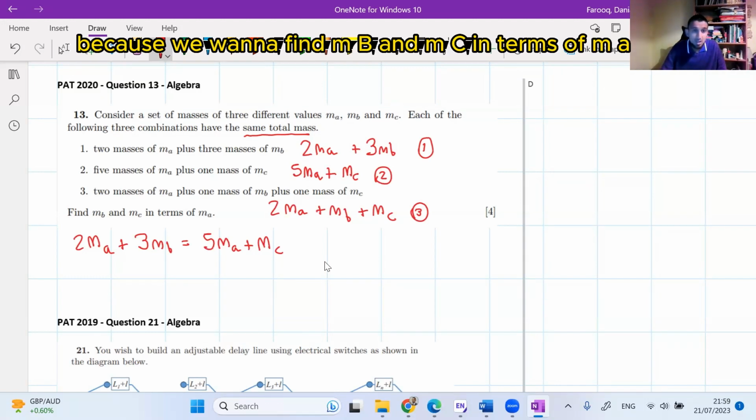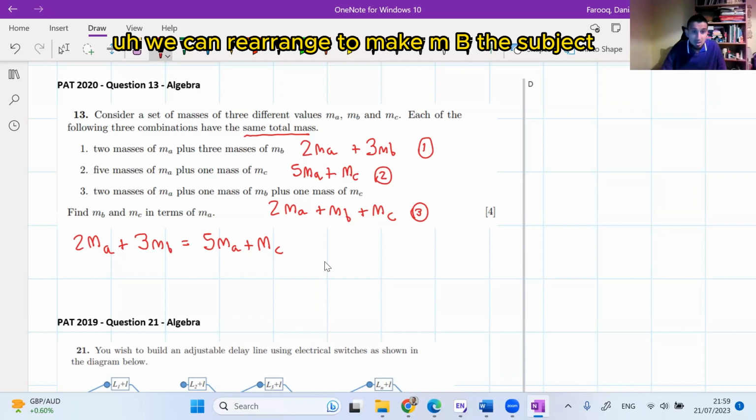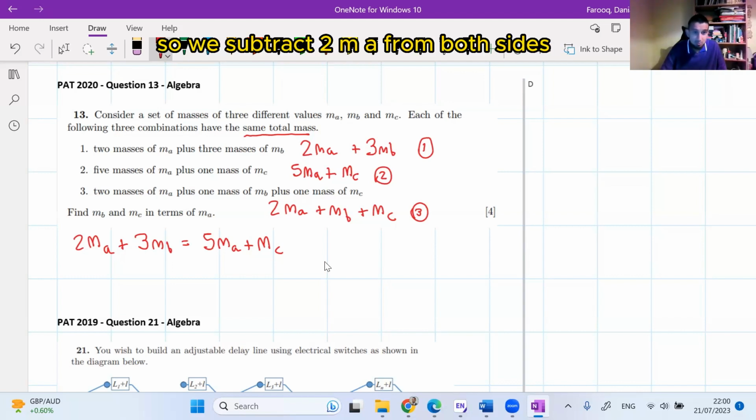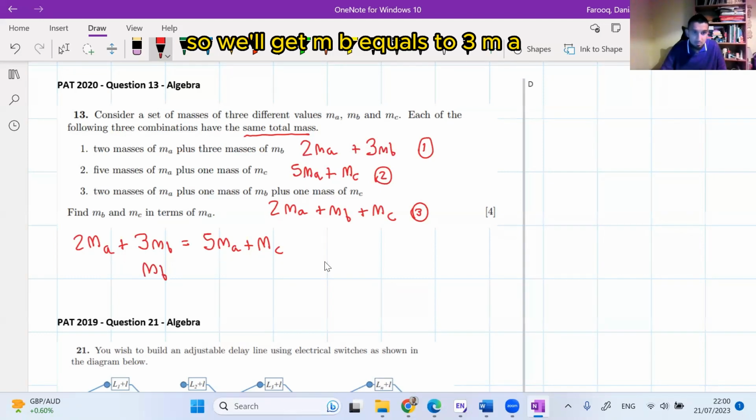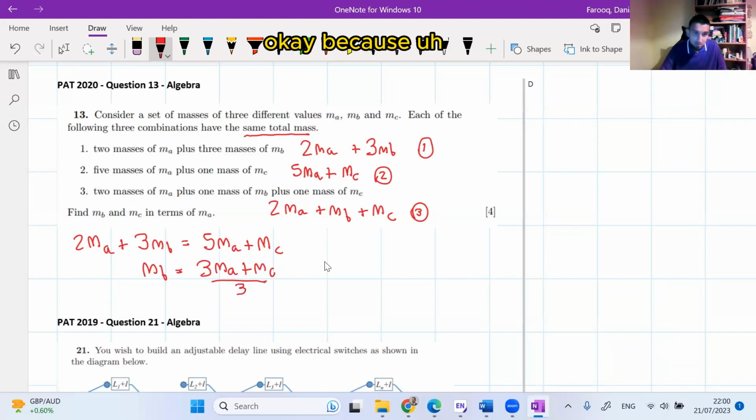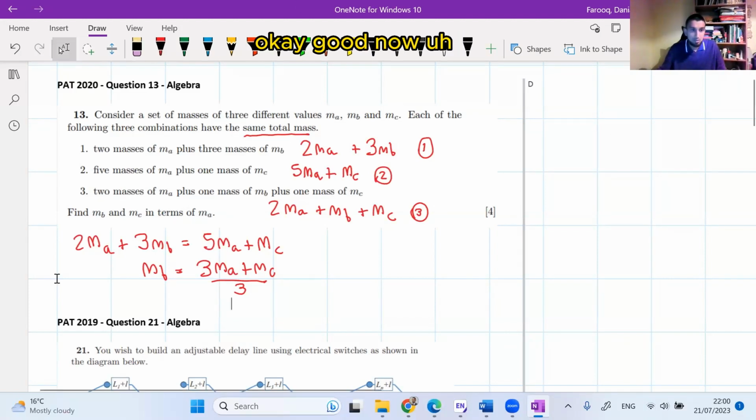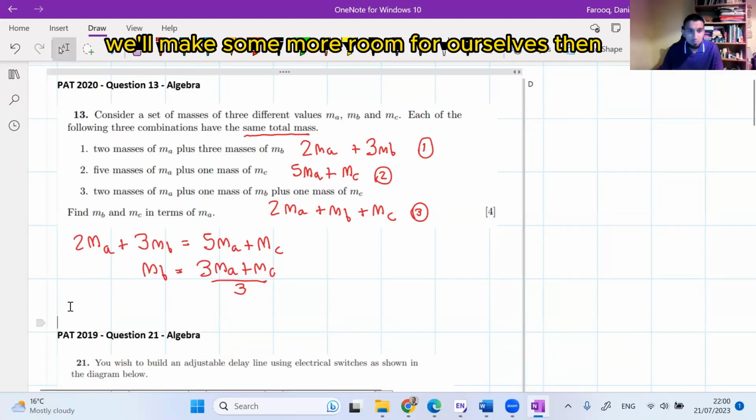Okay, now because we want to find Mb and Mc in terms of Ma, we can rearrange to make Mb the subject. So we subtract 2Ma from both sides. So we'll get Mb equals 3Ma plus Mc over 3. Okay, because we minus the 2Ma and then divided by 3. Okay, good. Now we'll make some more room for ourselves there.